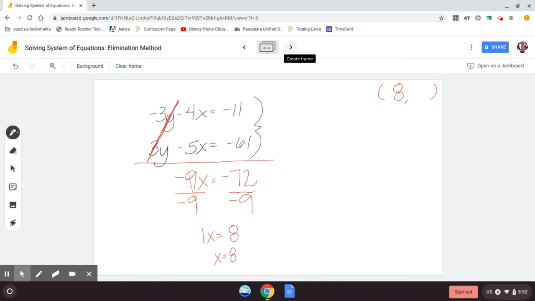Okay, and now to get the y value, I need to go to either equation. It doesn't matter which one. And I need to plug in 8 in place of x. Okay, I'm going to use the first equation. You can use the second one if you are getting the hang of this and you want to try and make sure we get the same answer. Okay, so in place of x, I can plug in 8. Negative 3y, and then negative 4 times 8 is negative 32.